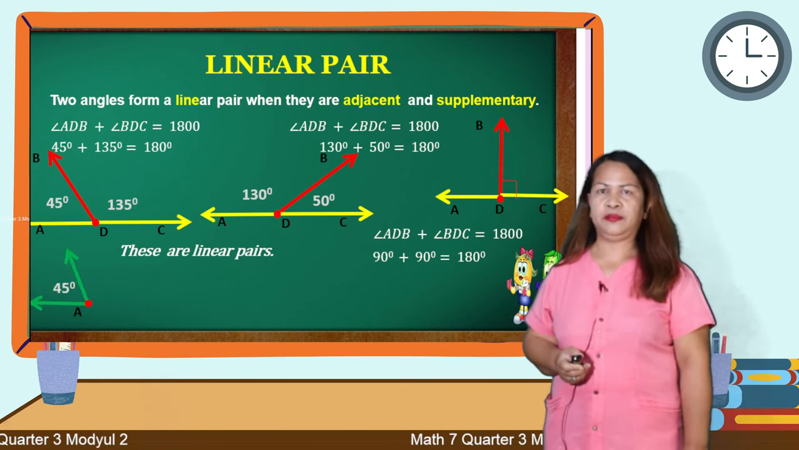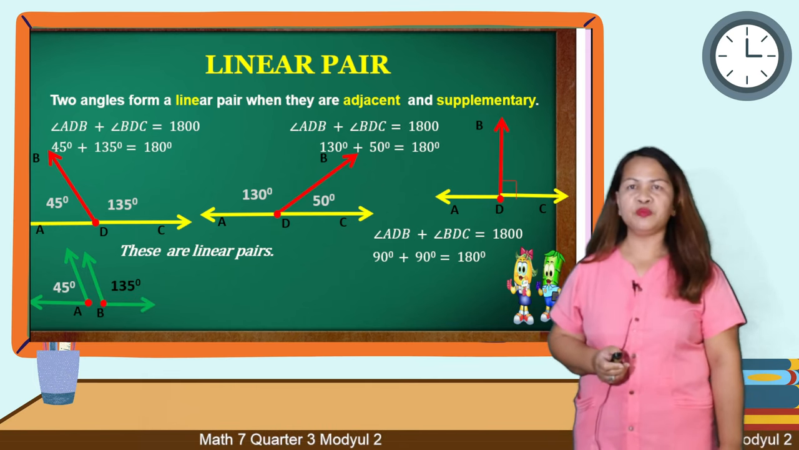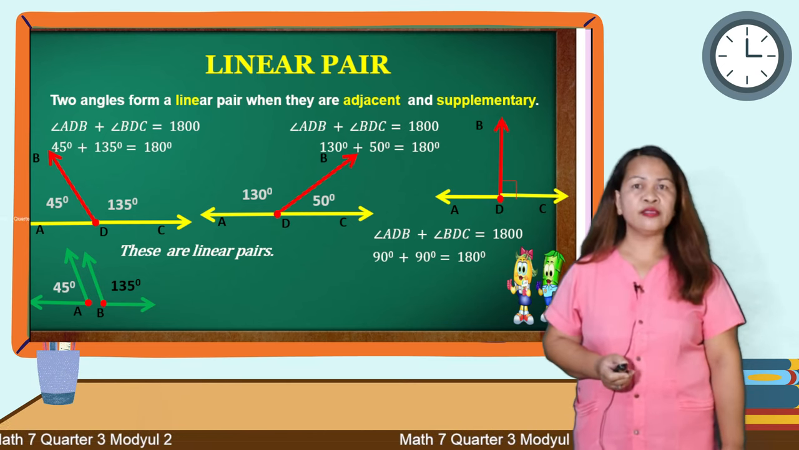How about this one? Angle A measures 45 degrees while angle B measures 135 degrees. Are they linear pair?